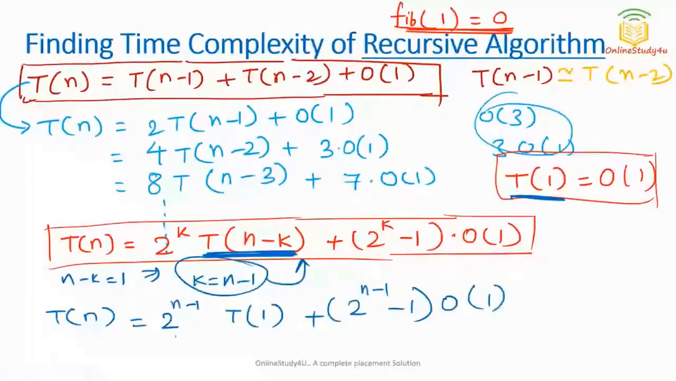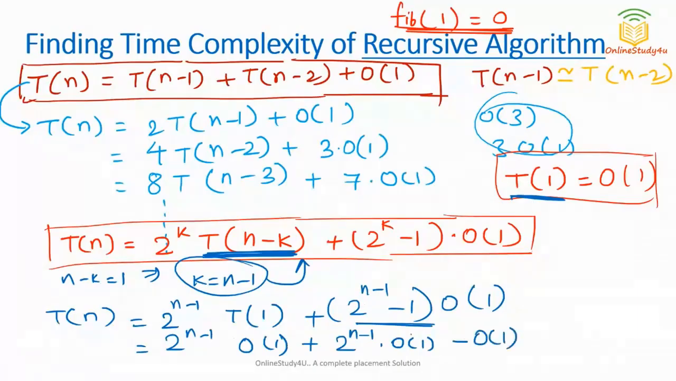Let me write it here. Now we can write it as 2 power n minus 1, T of 1 is nothing but big O of 1, plus, if we multiply this, this is nothing but 2 power n minus 1 into big O of 1 minus 1 into this is big O of 1. I think it's clear. We have just multiplied this thing.